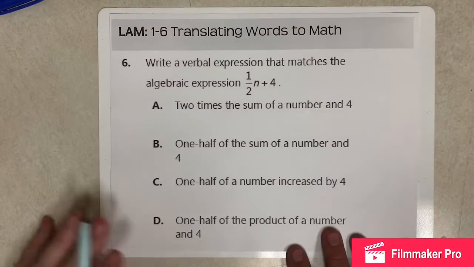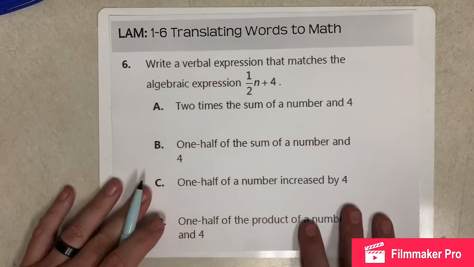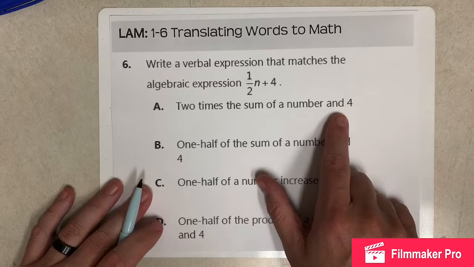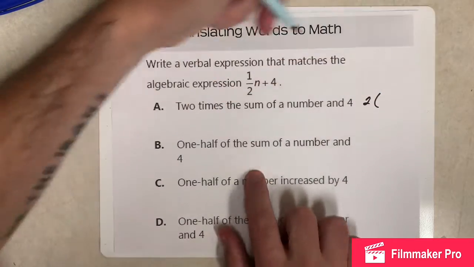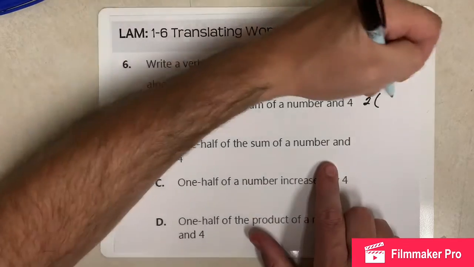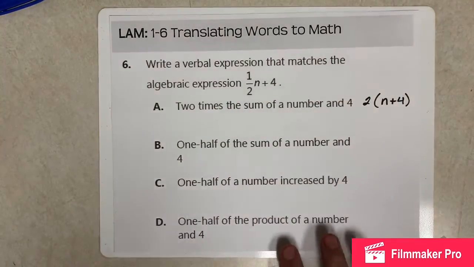Okay, so this time we have 1/2 of a number and then plus 4. So let's look at the choices. 2 times the sum of a number and 4. Okay, that's clearly not what we're looking at.